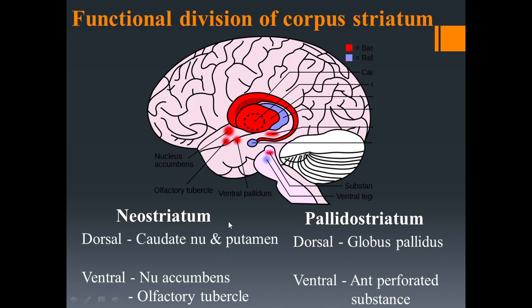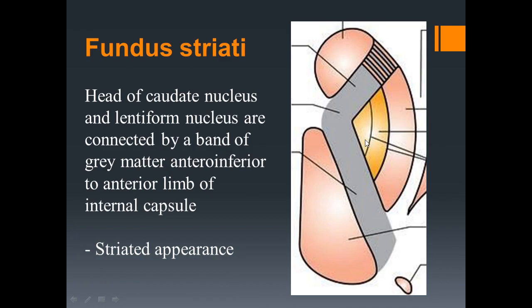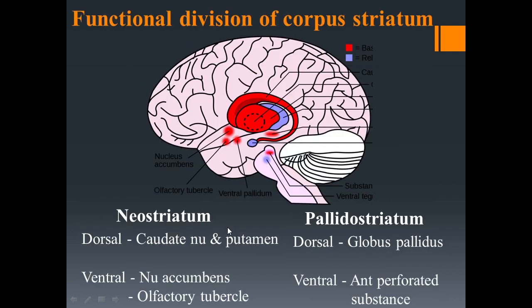Now neostriatum has again two parts, that is the dorsal part and the ventral part. Now dorsal neostriatum consists of caudate nucleus and putamen. In this picture, this is the caudate nucleus and here this is the putamen. Putamen is a part of lentiform nucleus. So caudate nucleus and putamen together are called the dorsal neostriatum.